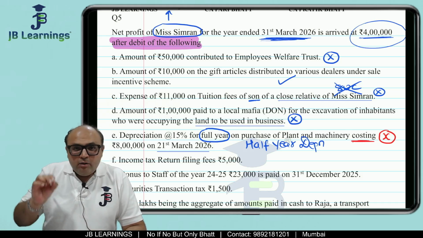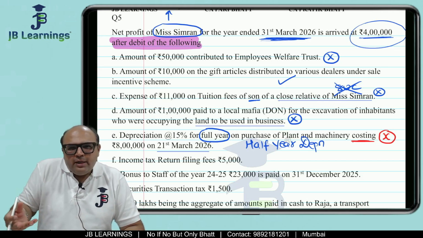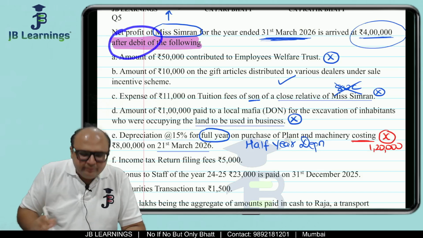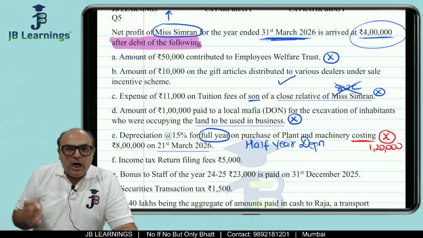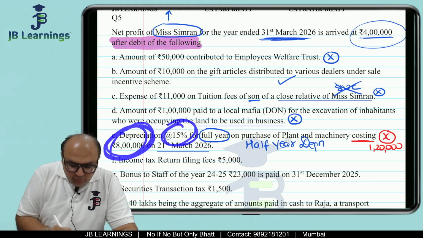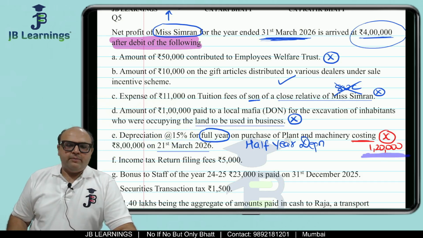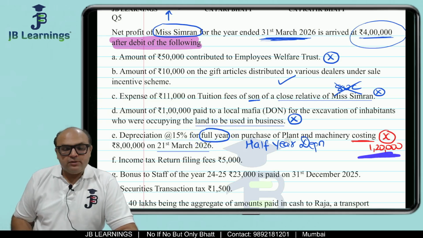So friends, the amount is not given in the question, but obviously we are smart enough to know that 1,20,000 must have been debited to P&L, because they have said debited depreciation. How much, they have not given, but they have given the percentage and the cost of plant and machinery. So friends, they have debited 1,20,000, which is wrong. Why? Because full year depreciation is not allowed, only half year depreciation is allowed.